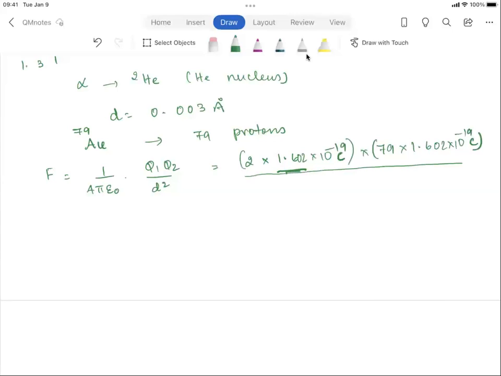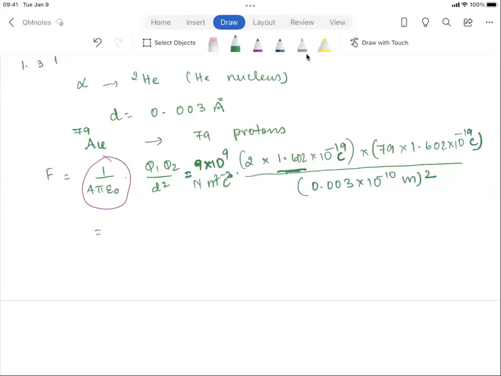Divided by d squared, which is 0.003 times 10 to the negative 10 meters, whole squared. And now I'm going to multiply the whole thing by this factor, 1 over 4 pi epsilon naught. The magnitude of that is 9 times 10 to the power 9, and the units are newton meter squared per coulomb squared. Those are the units.